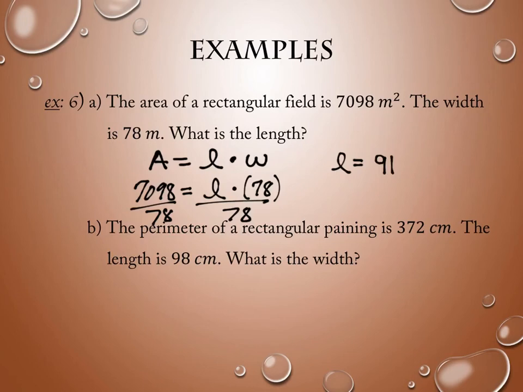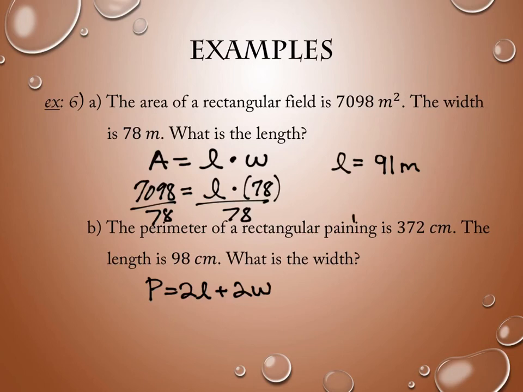91, very good. And 91 what? Meters. Okay, remember, this is a length, so it's singular meters, not meters squared. Squared would indicate area values. B is talking about the perimeter. It's the perimeter of a rectangle. So the perimeter of a rectangle formula was 2L plus 2W.